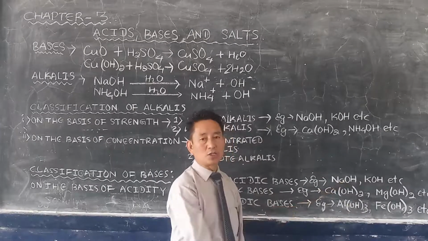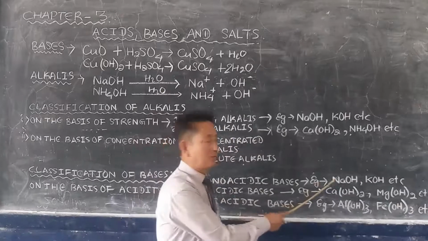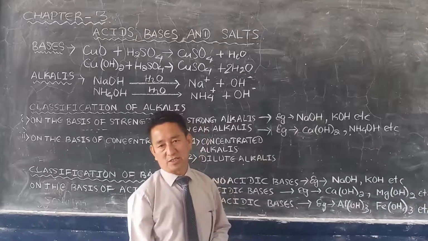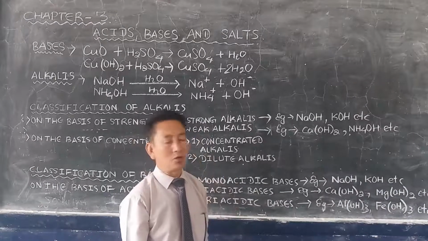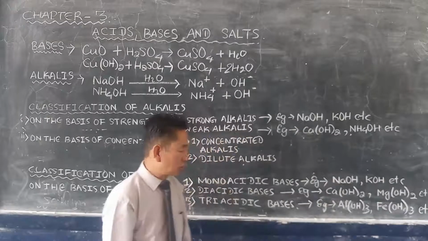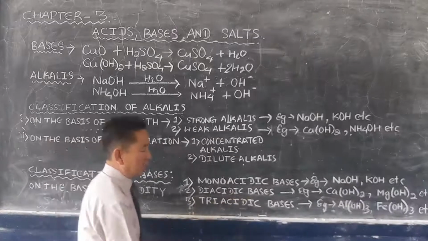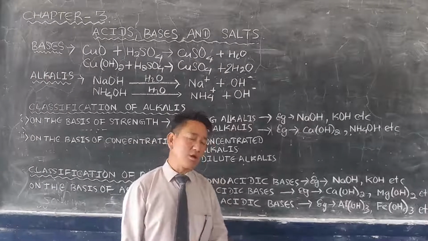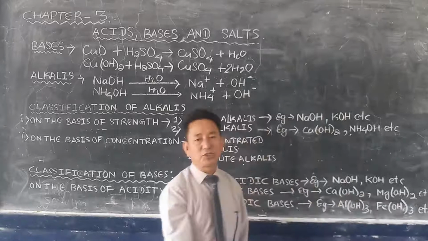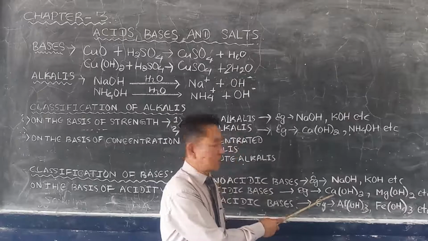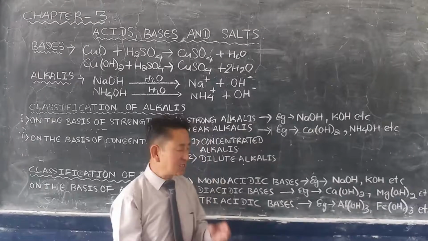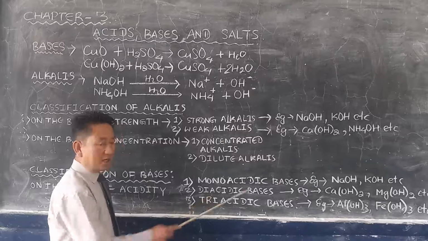in the aqueous solution. Sodium hydroxide, potassium hydroxide, these are monoacidic bases. Their acidity is 1 because they produce only one hydroxyl ion when they dissolve in water. Here diacidic bases are those bases which when dissolved in water produce two hydroxyl ions as the only negatively charged ion. Here calcium hydroxide, magnesium hydroxide, zinc hydroxide, etc. are examples of diacidic bases.